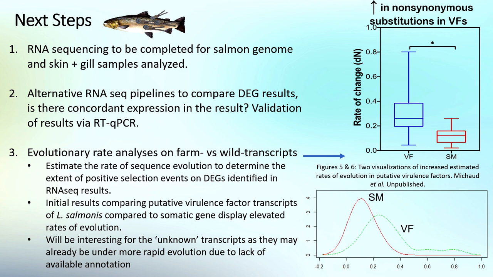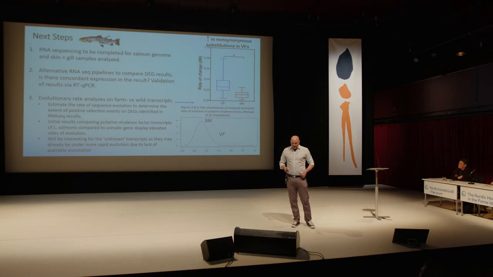there is a positive selection for them to evolve faster compared to somatic genes. So the idea here is you have a greater number of non-synonymous substitutions in the virulence factors compared to our somatic genes, which would suggest that selection is occurring at a greater rate on these virulence factors than it would for any other kind of normalized or standard self-function gene. But there's still a little bit of work to go there.